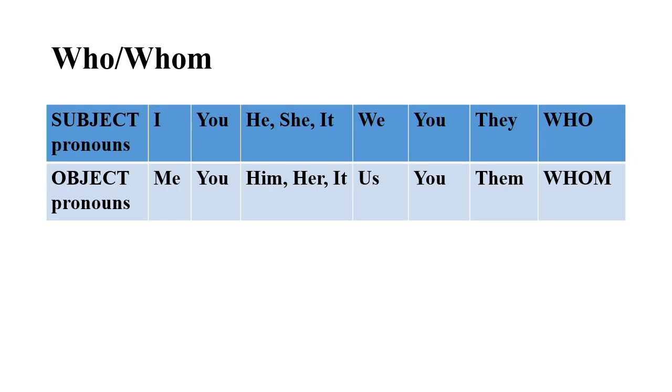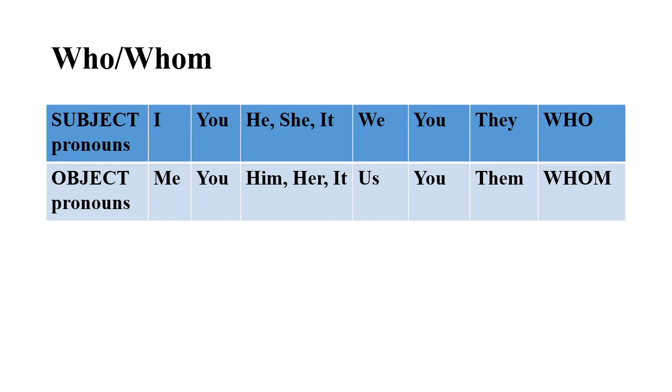If you look at the little chart that is there, on the top in dark blue, you see subject pronouns. I, you, he, she, it, we, you, they. Those are used as the subject of the sentence or the doer of the action. And beside them, you see who. So, wherever you have one of those subject pronouns, you could substitute with who.